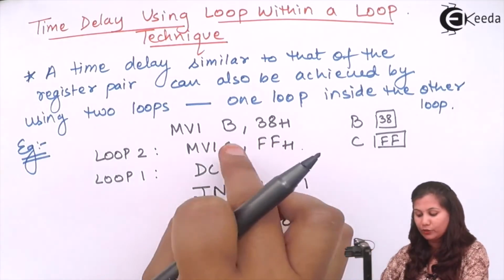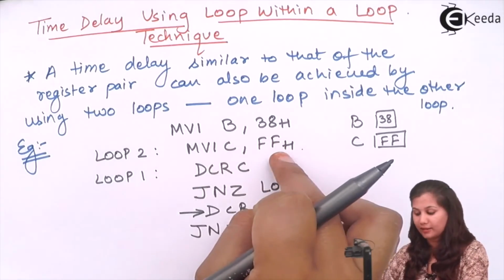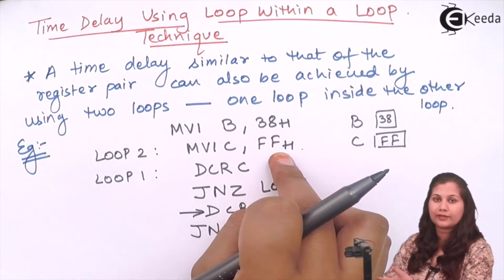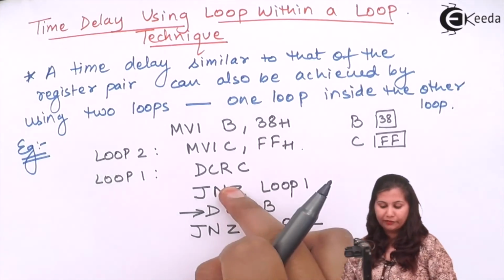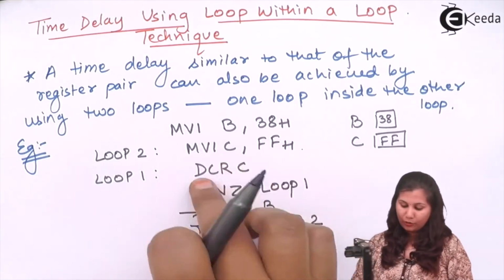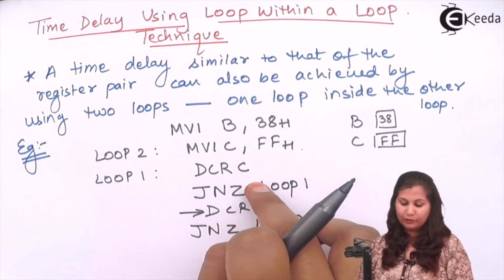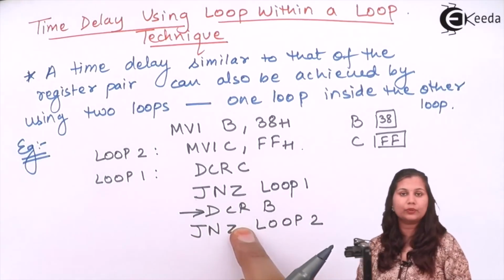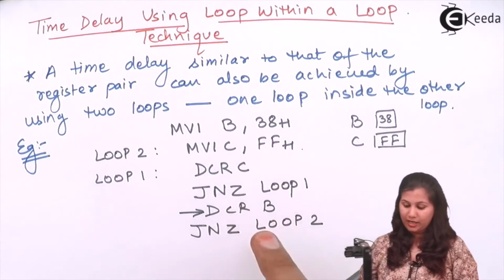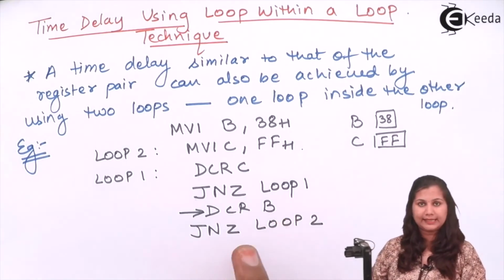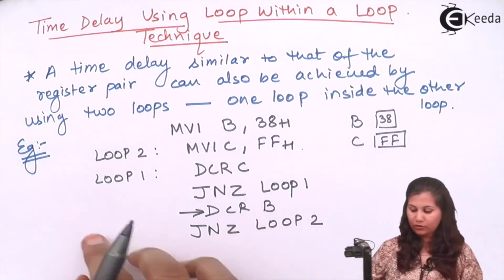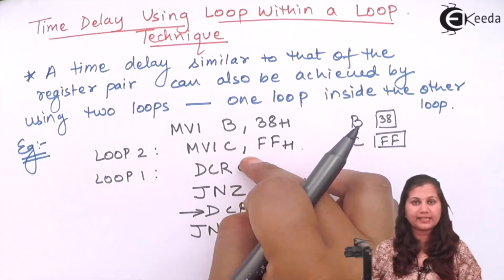Again it is going to initialize the C register with FF, that is 255, decrement the C register, and execute the inside loop until its value is 0. Again it is going to decrement the B register. Now B is what? 36. No, it is not 0. Again it is going to initialize the C register.